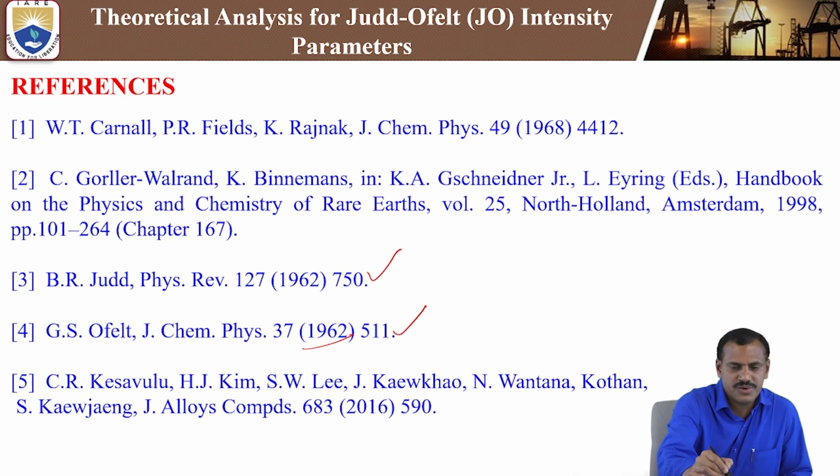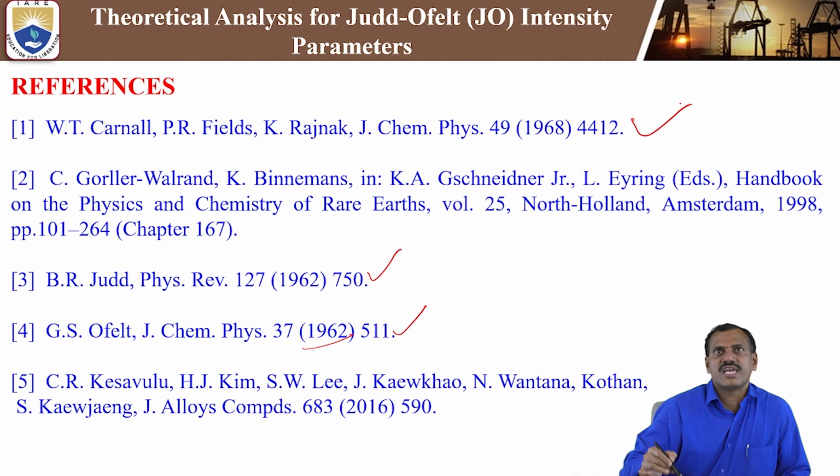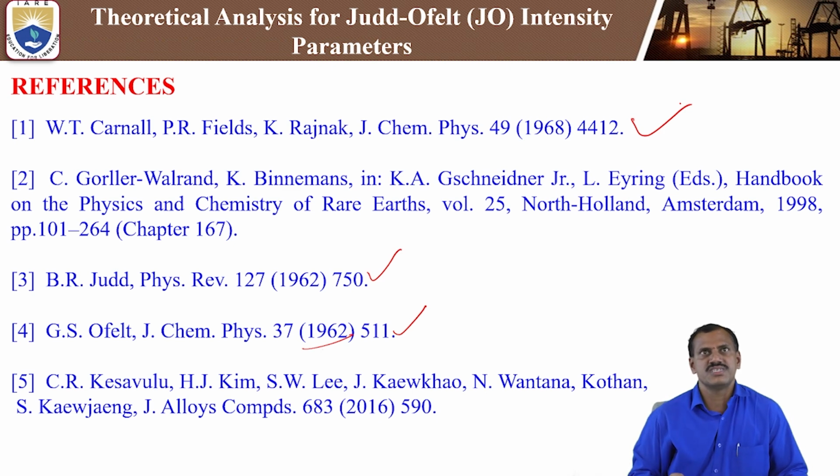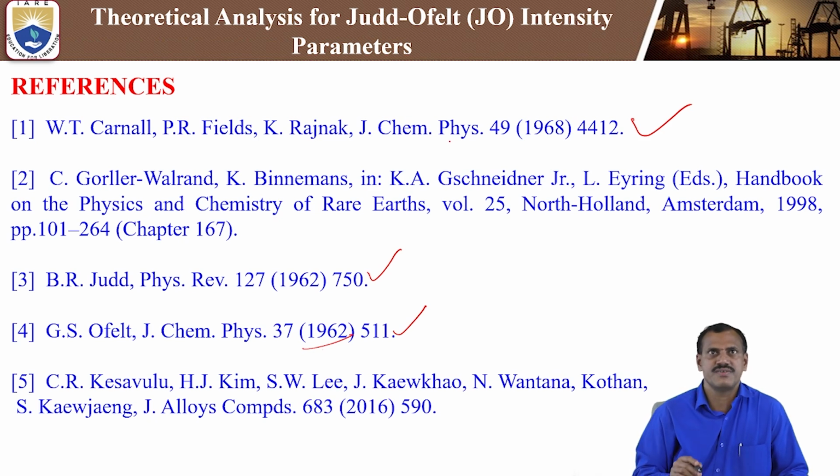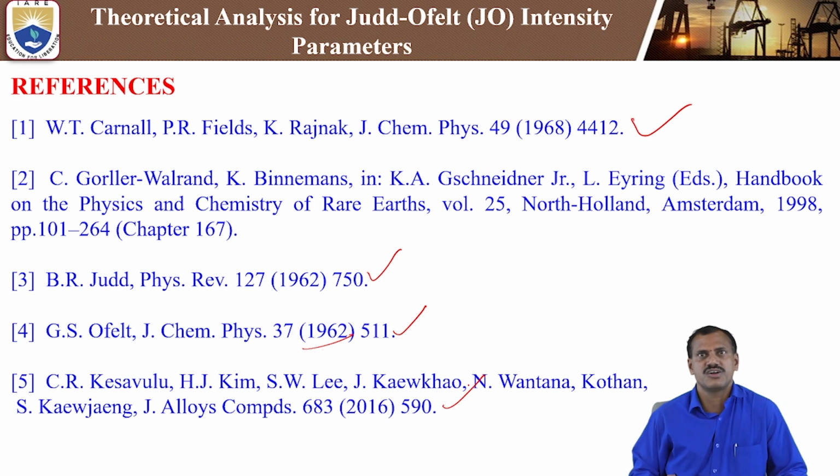From the Carnall paper, we take the unit matrix elements, that is the U2, U4 and U6 values. Using this paper, we substitute those values corresponding to each and every wavelength and calculate the Judd-Ofelt intensity parameters. In the paper I presented, the omega 2, omega 4 and emission values are published in the Journal of Alloys and Compounds in 2016. So these are the cited references in the present work for the theoretical analysis of the Judd-Ofelt JO intensity parameters.